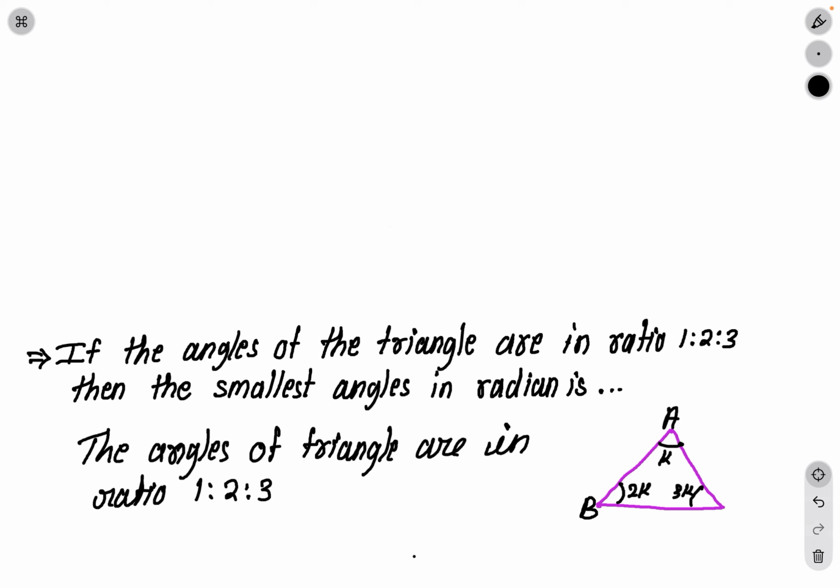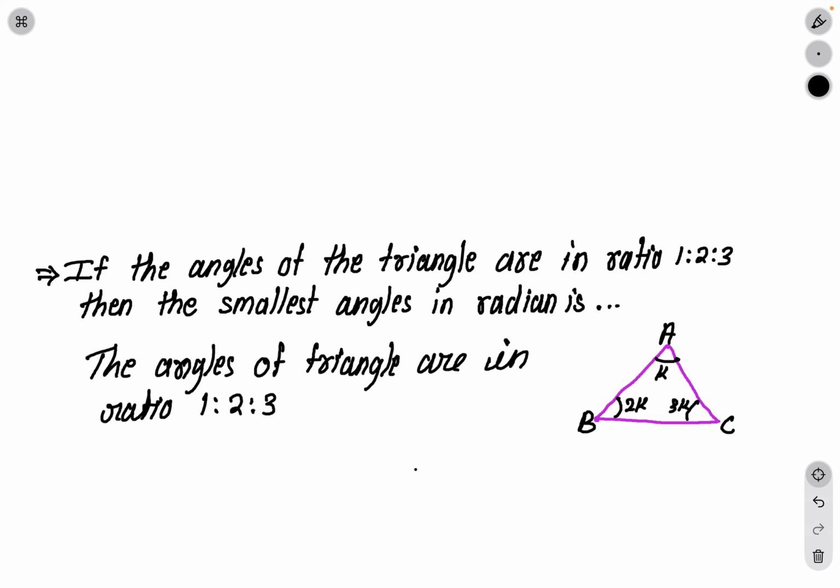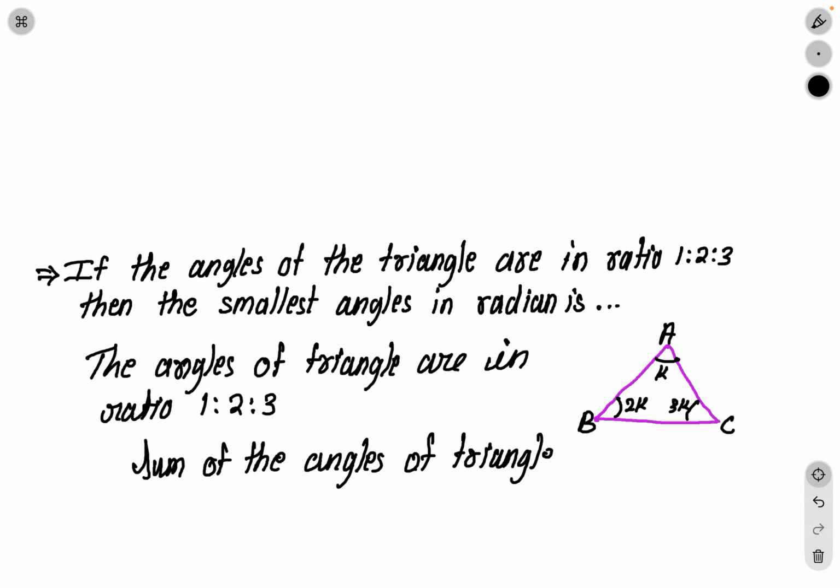Triangle is ABC. Now, the sum of the angles of a triangle is 180 degrees. So, angle A plus angle B plus angle C is equal to 180. We'll consider this as pi.